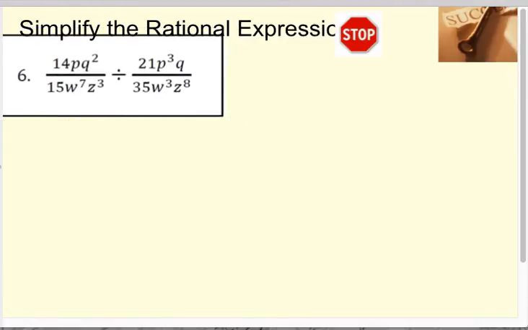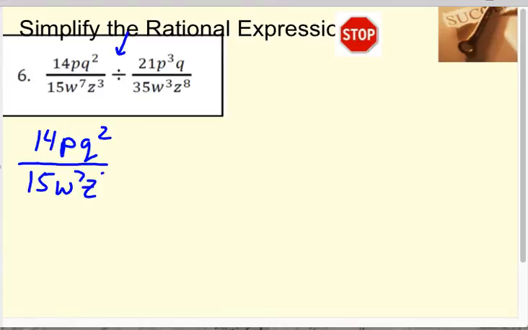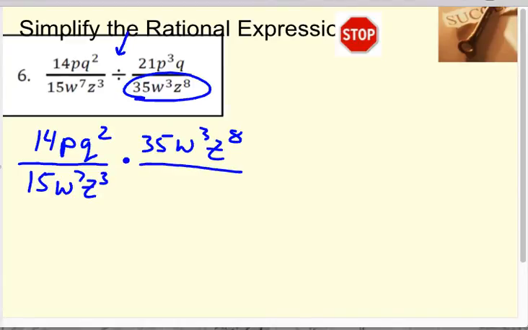First of all, what are we doing? Adding, subtracting, multiplying, or dividing? We are dividing. When you divide two rational expressions or two ratios, you actually multiply by the reciprocal. 14p q squared over 15w to the 7th z to the 3rd, times now, moving this up to the numerator, 35w cubed z to the 8th over 21p cubed q. Okay, let's simplify this a little bit beforehand.